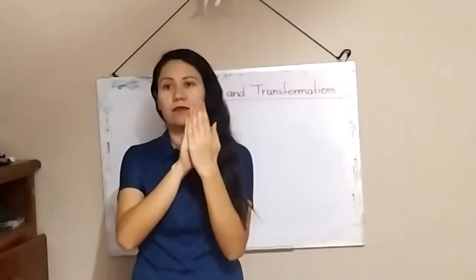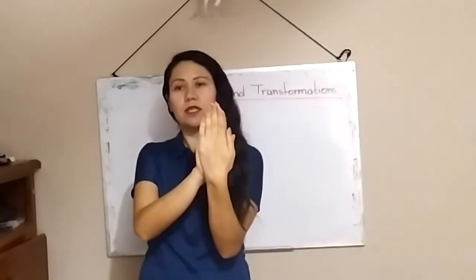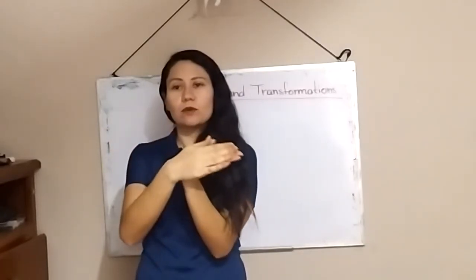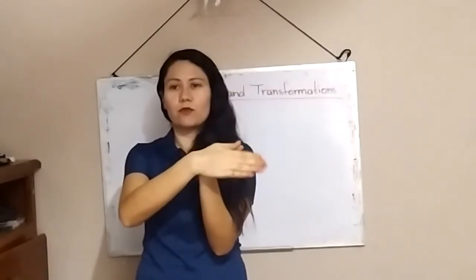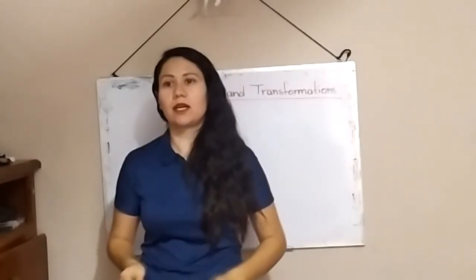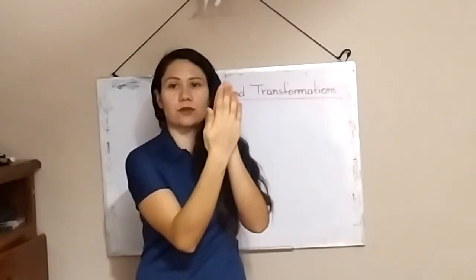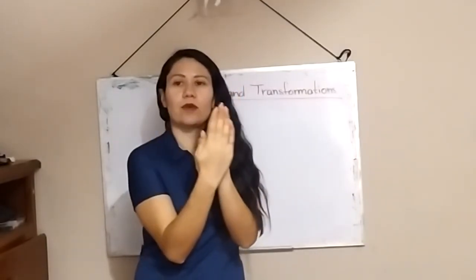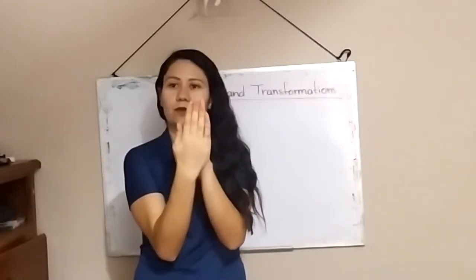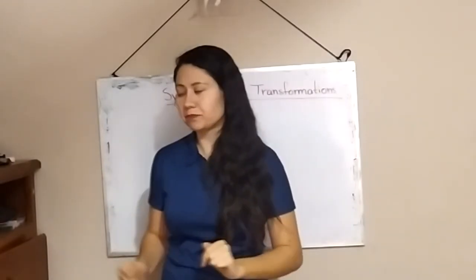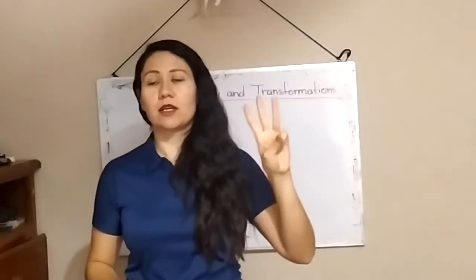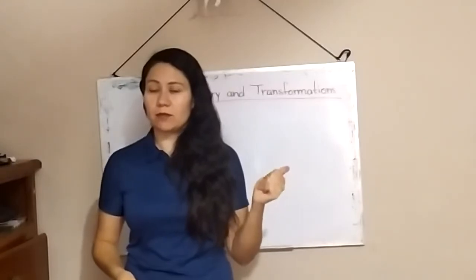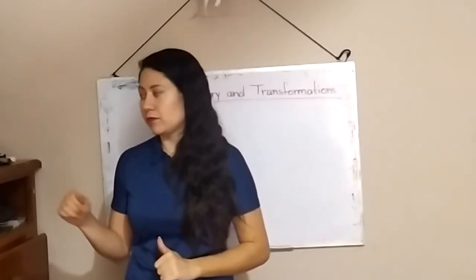The types are reflection, when you have one object and reflect it to the other side. We have rotation, which is just moving it in a circular motion. And we have a translation, which is just moving it from one place to another without reflecting it. Those are the three types of transformations that we will be talking about today. And for them, we need to use symmetry.